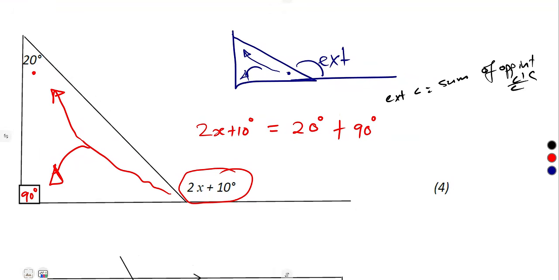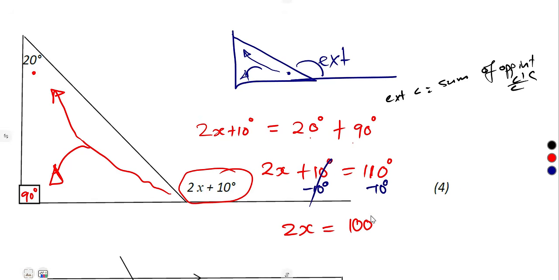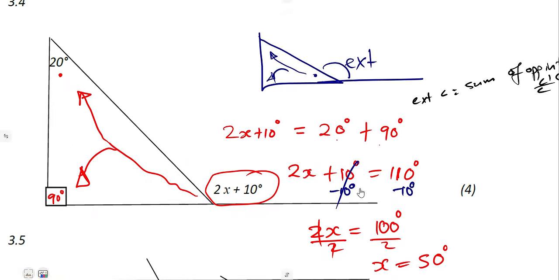All right. So that's it. Let's combine the right hand side. Let's see, 20 plus 90 is going to be 110. So we are also going to subtract the 10 here as we are adding it. So subtract that. That's going to give us 2x equal to 100 degrees. So divide by 2. That's our x is going to be 50 degrees at the end of the day. All right, so that is it for our x on question 3.4.